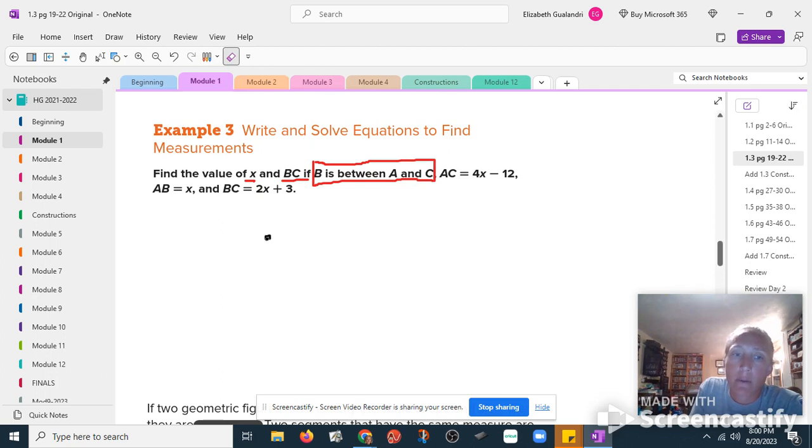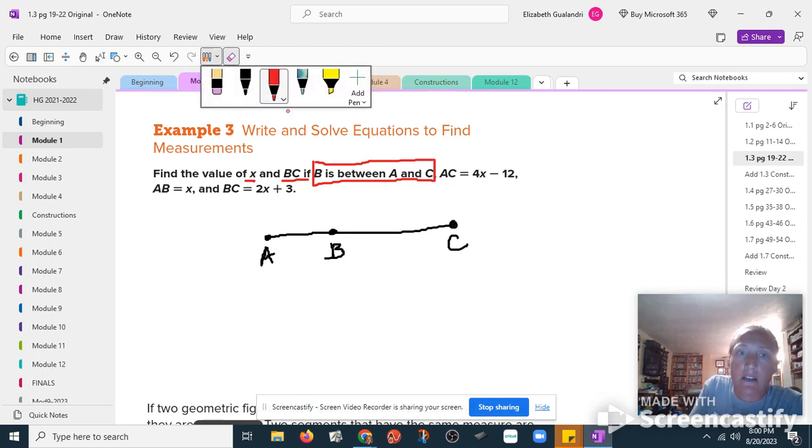So I want a point A. I want a segment off of it. I want a point B somewhere next to it. And then I want C on the far end. Now, it does not matter where you put your B. If you want to put it dead in the center, that's fine. If you want to put it closer to C, totally up to you. We're not drawing this to scale. We're simply drawing it to give us an idea of what we have.